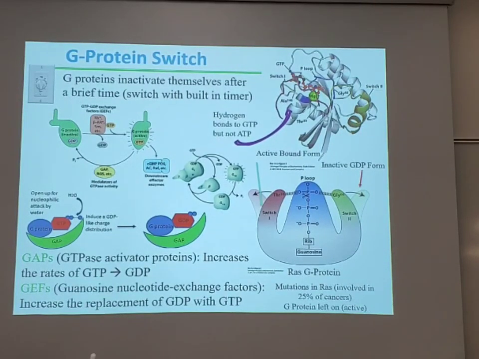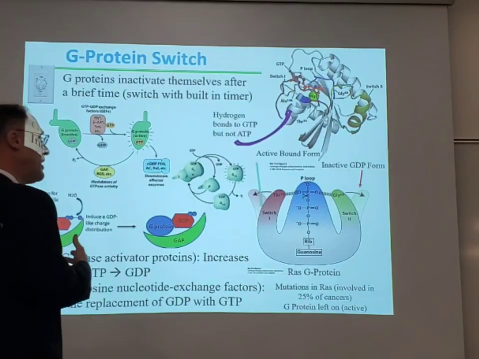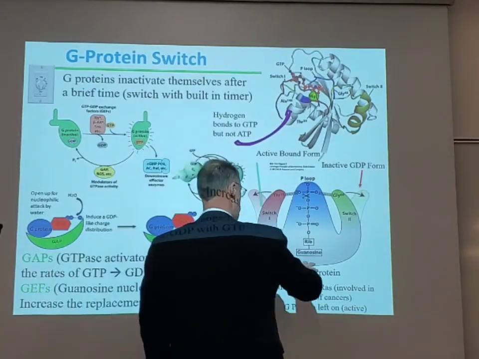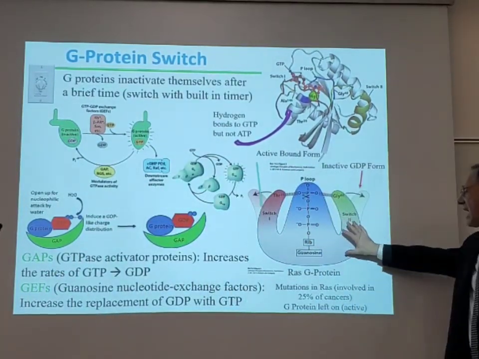Once that happens and it binds GTP, guanine triphosphate, just like ATP, it actually is on a timer switch. And it will actually hydrolyze it back to GDP. It's a timer so much that it will turn itself off. That G protein is capable of turning itself off. That's cool. We have other enzymes that will speed that up, but this is an example of RAS protein.